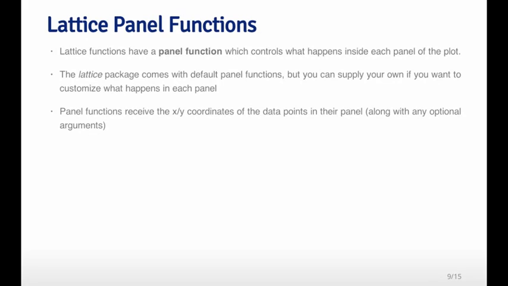Basically each panel function receives the x and the y coordinates of the data points in that particular panel. Remember, each panel represents a subset of the data, which is defined by the conditioning variable that you give it. So for every panel, the panel function will get the xy coordinates of the points that are in that plot.